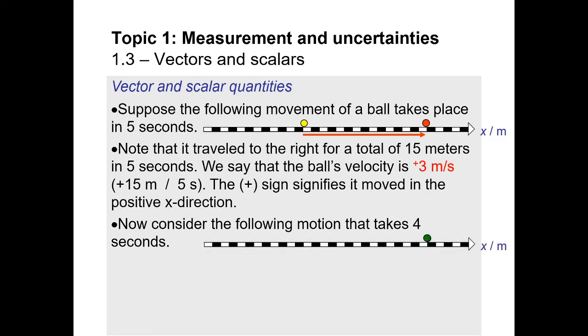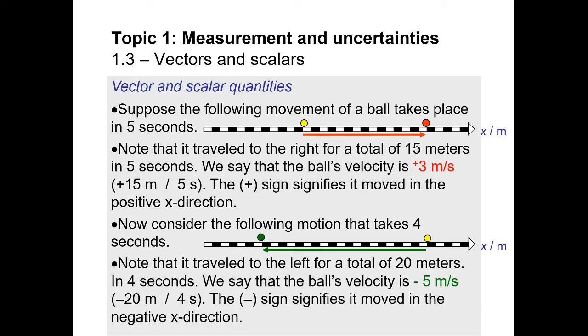Now, this green ball is going to move to the left. It's moving 20 meters over the course of 4 seconds. But since it's moving left, it's moving the opposite direction of the red ball. So we have to indicate that since it's in the opposite direction of the plus, we have to put the minus sign in front. So 20 meters over 4 seconds is minus 5 meters per second.